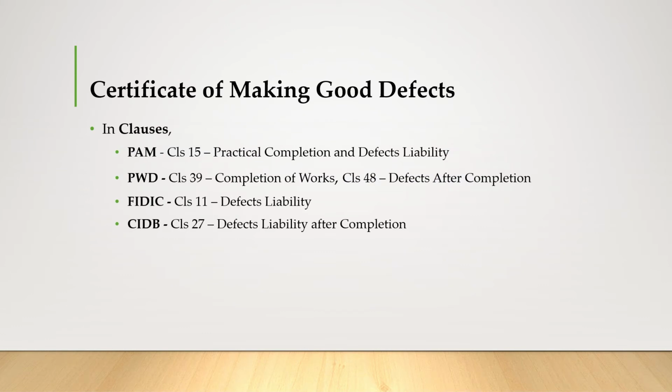So the second certificate is the certificate of making good defects. It is stated in PAM in clause 15, practical completion and defects liabilities. In PWD, it is stated in clause 39, completion of works, and also clause 48, defects after completion. In FIDIC, it is stated in clause 11, the defects liabilities. In CIDB, it is stated in clause 27, defects liability after completion.